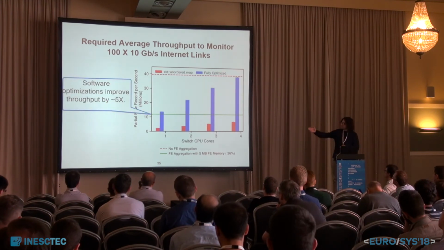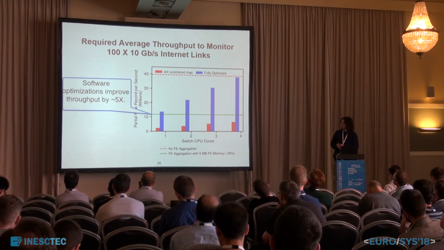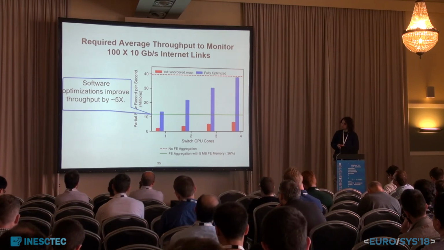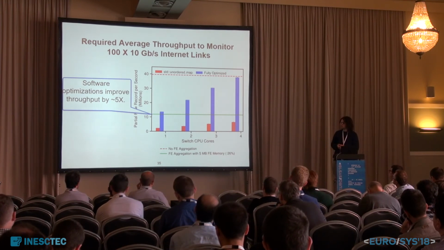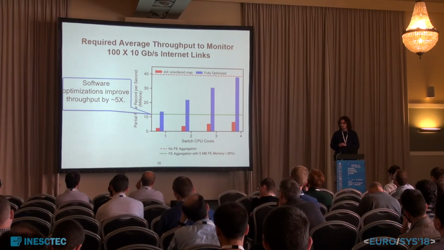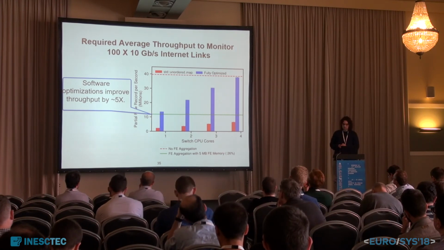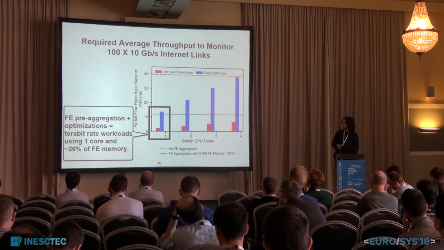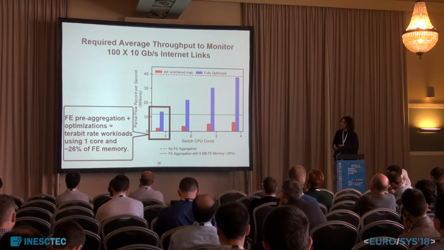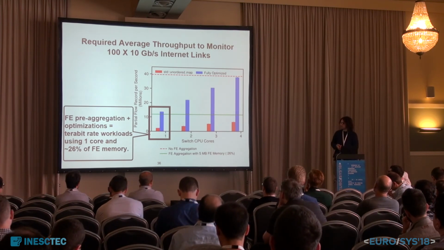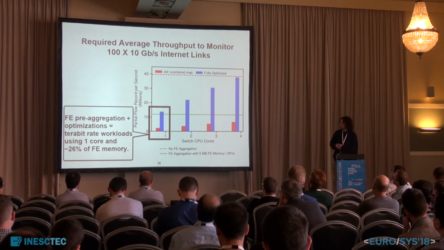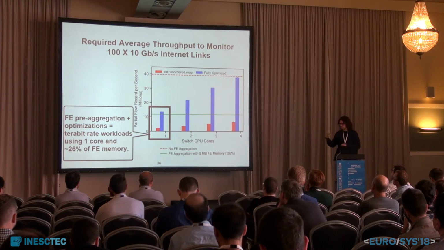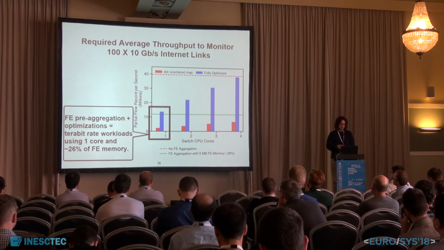Next, these lines show the throughput of the CPU component with and without our optimizations. As we saw before, the optimizations improve throughput by approximately a factor of 5. And the key takeaway here is that both the optimizations and the pre-aggregation in the forwarding engine let us comfortably hit the watermark of terabit rate flow record generation using a reasonable amount of switch resources in terms of both CPU cores and memory in the lower level forwarding engine.